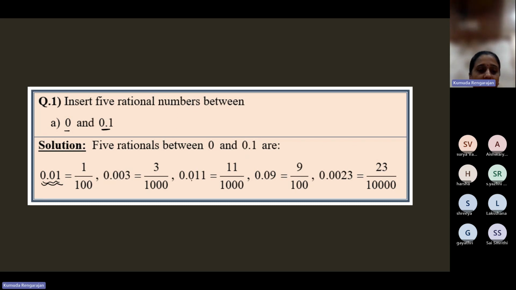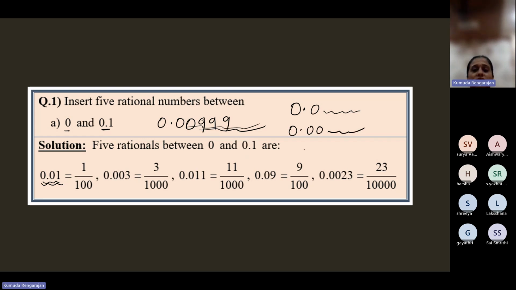See, you just put it between 0 and 0.1, right? So 0. Just put a 0 and write anything. Or put another 0 and write anything. You can even write 999. That will be less than 0.1. Just add a 0 and write whatever you want, or 0.00 and write whatever you want. Seriously, whatever. You can even add 9s. So these numbers will be between 0 and 0.1.